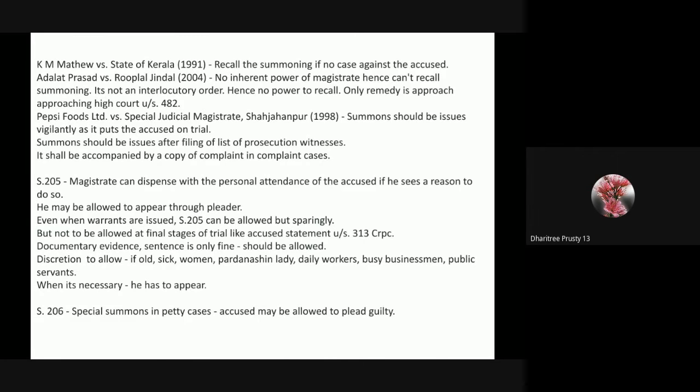In Pepsi Food Limited versus Special Judicial Magistrate Shahjahanpur, this ratio decidendi was given, that summons should be issued vigilantly by a magistrate, and the magistrate has to be very cautious while issuing a summons. Generally, magistrates are very lenient while issuing summons, and they think there is no such right being violated of the accused, because anyway we are just calling him to appear before the court. It's not like we are putting him behind bars.